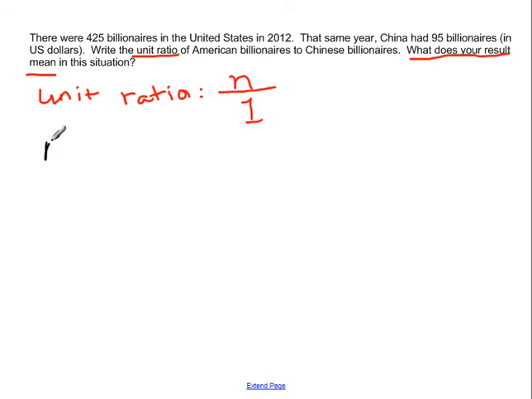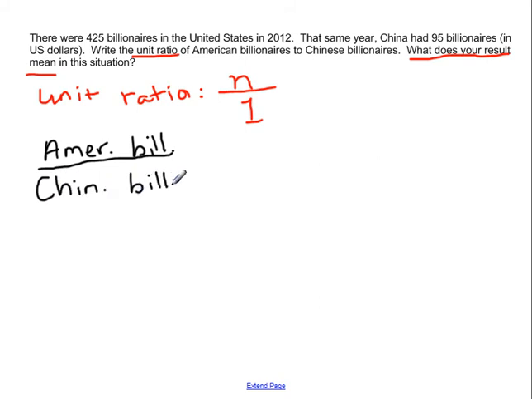So we're being asked to find the ratio of American billionaires, and I'm just going to do some abbreviating here, AmerBill for American billionaires, to Chinese billionaires. Whatever comes first is going to go on top, and whatever comes second is going to go on the bottom. That will always be the case when we're being asked to write a ratio of something to something else. Okay? So now we're going to go ahead and put in the values.